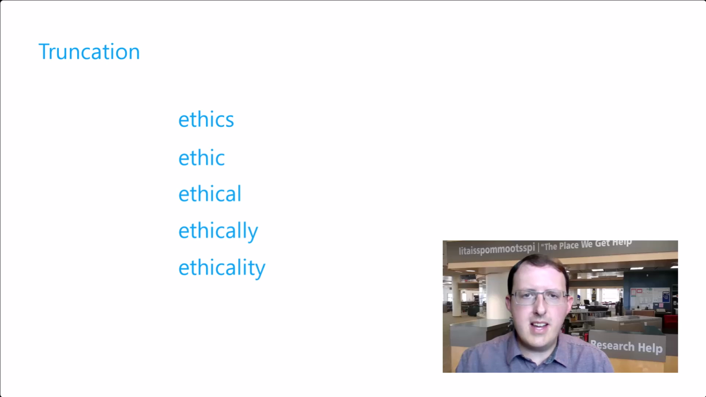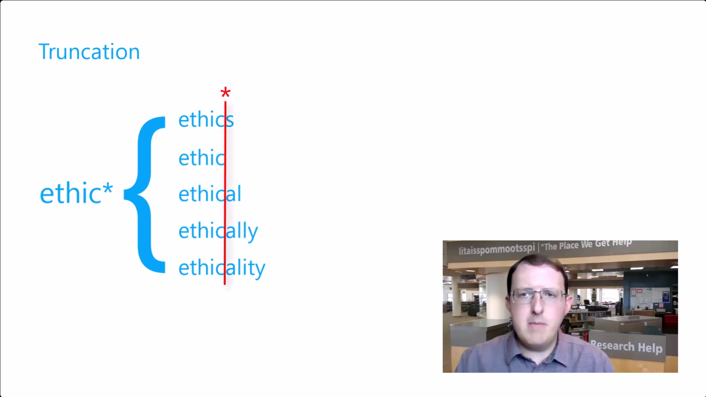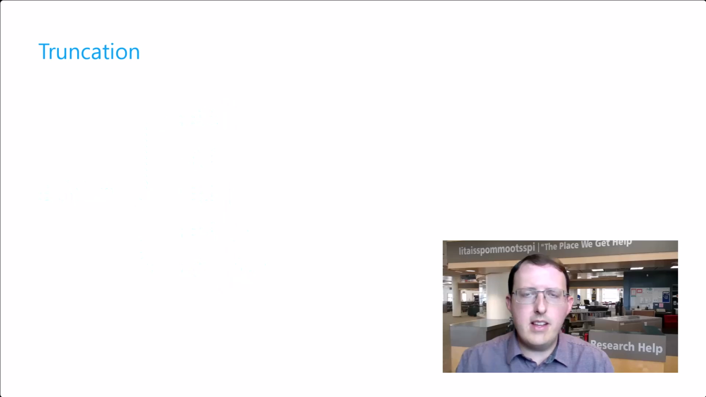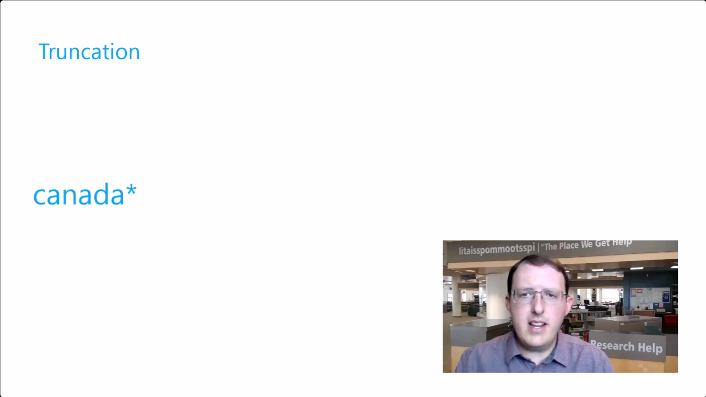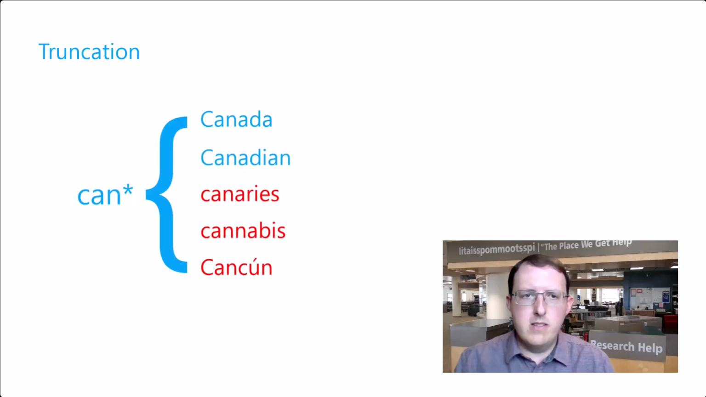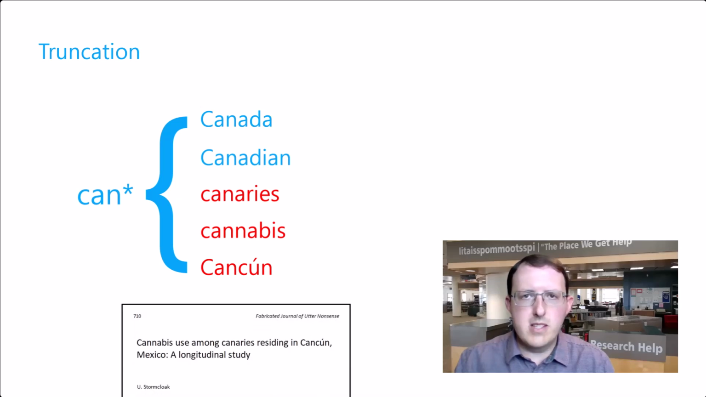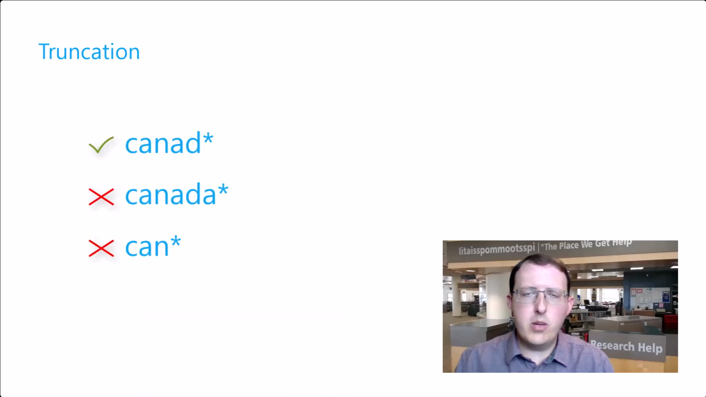Truncation allows us to do just that by placing an asterisk in our search term at the point after which the derivatives differ in lettering. In the case of ethics, we would place the asterisk immediately following the C. In the case of Canada, we would place it immediately following the D so that we also capture Canadian and Canadians. If we place the asterisk too late in the word, we will miss relevant words that share the same root. If we place it too early, we might catch too many irrelevant words, and we'll have to sift through many unhelpful results. So be careful when choosing where to put the asterisk.